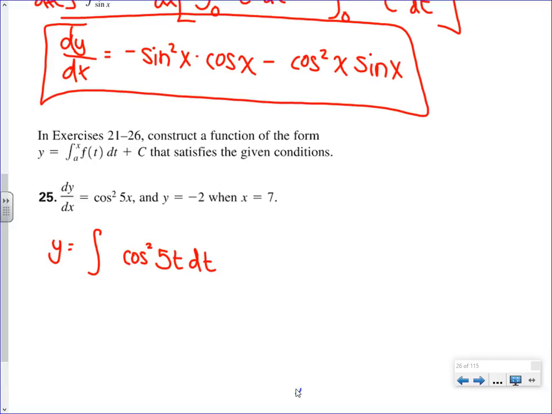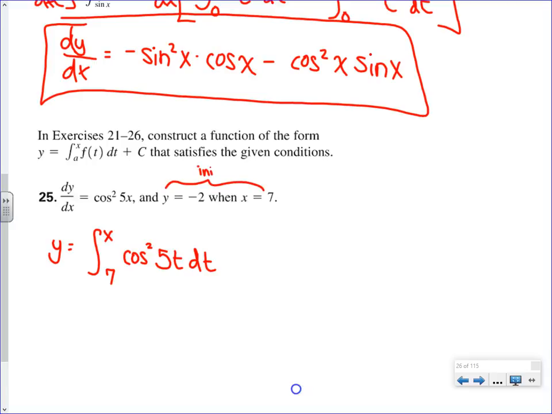He becomes our integrand that we want to integrate to go back. X is our top bound, because we're trying to get to a function of x. But where are we going to start from to get to x? 7. Why 7? Do I have to plug in? Just because it gives us a point.